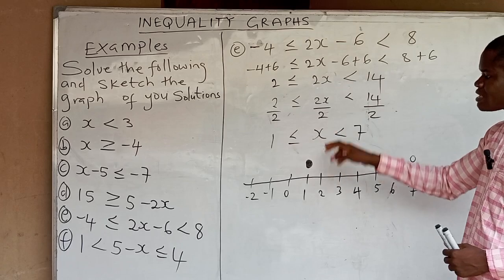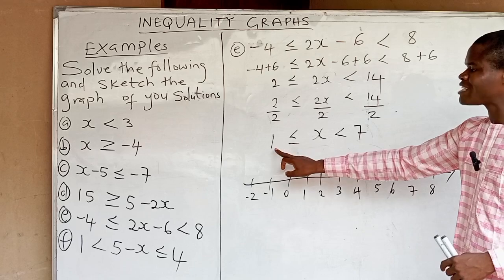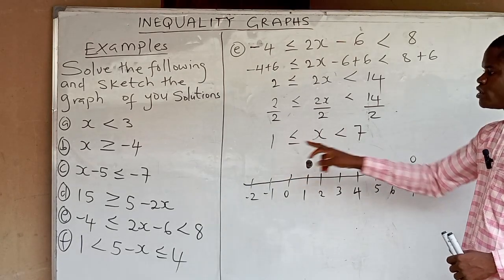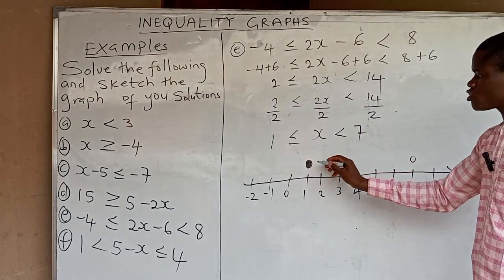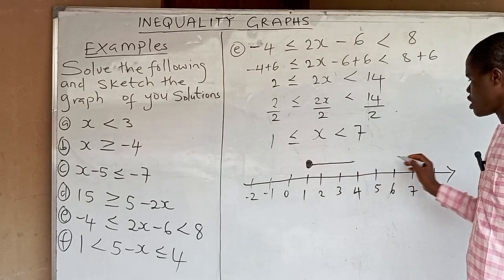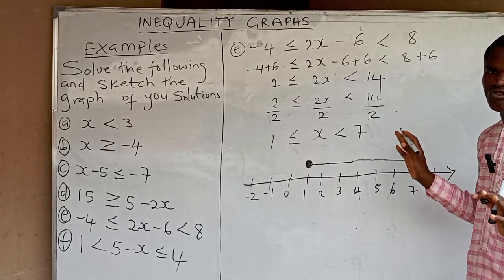So see, the solution set means numbers between 1 and 7. That's what it means. Numbers between 1 and 7 with 1 inclusive and 7 exclusive. So it's for us to come this way and meet, and that is your final answer.